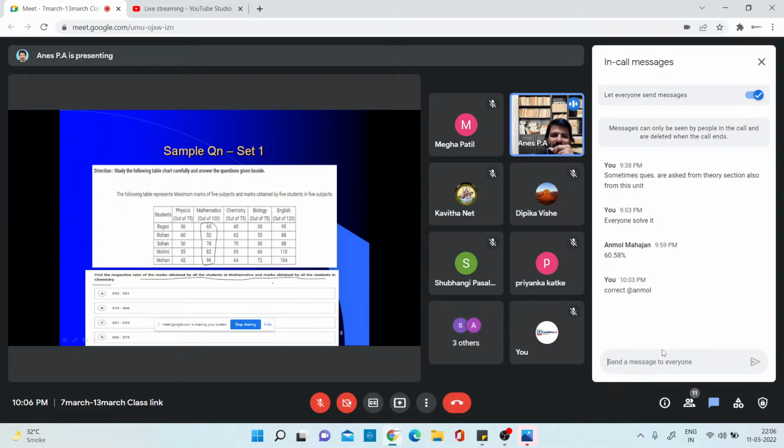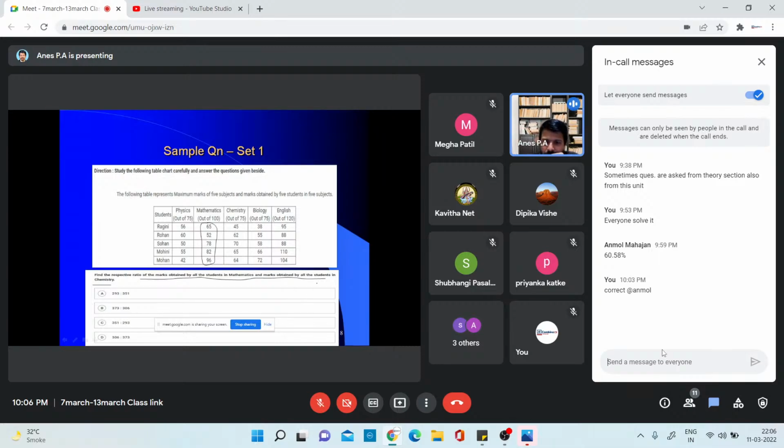In the last question we found the percentage. In this question we don't need to do any multiplication with 100. In the percentage case we need to multiply with 100. But in this case we need to find just a ratio. So we need to find the total of the mathematics marks: 65 plus 52 plus 78 plus 82 plus 96. You find out some value.